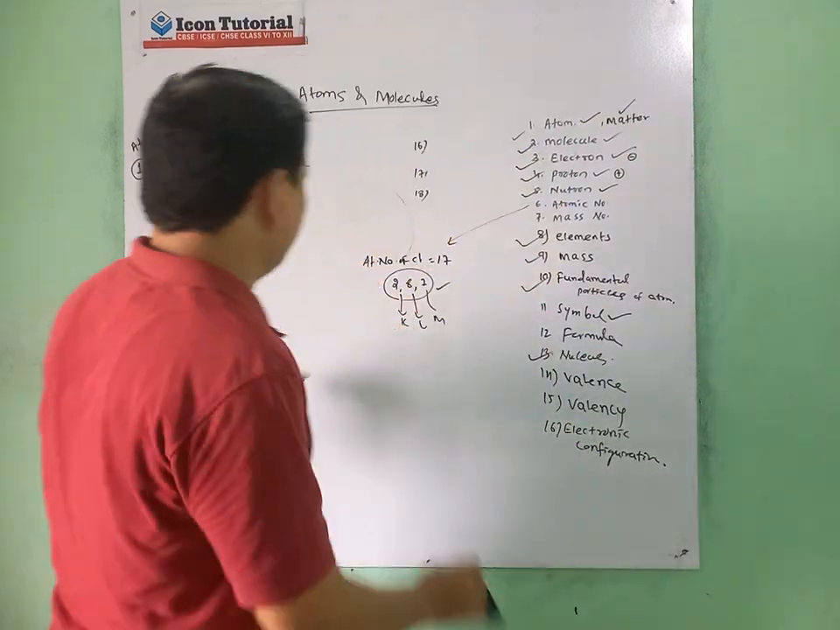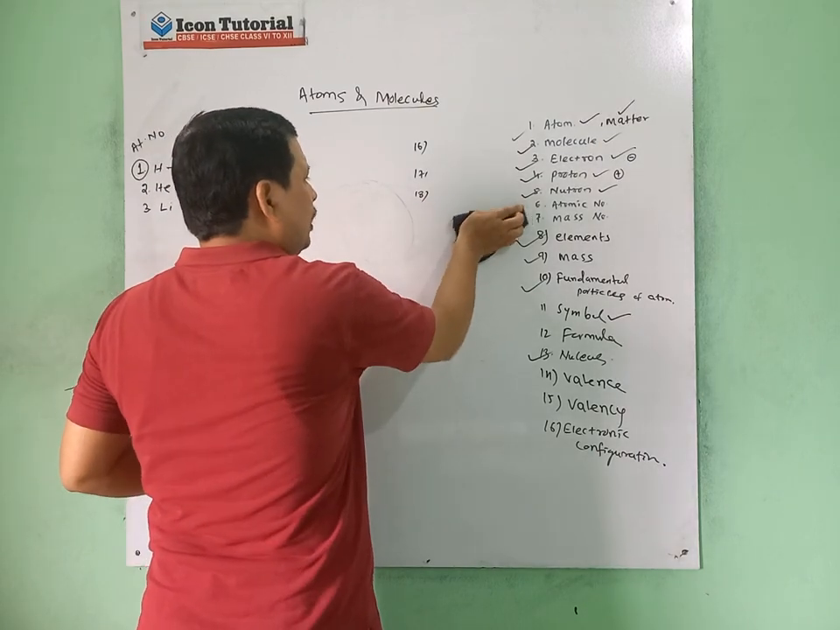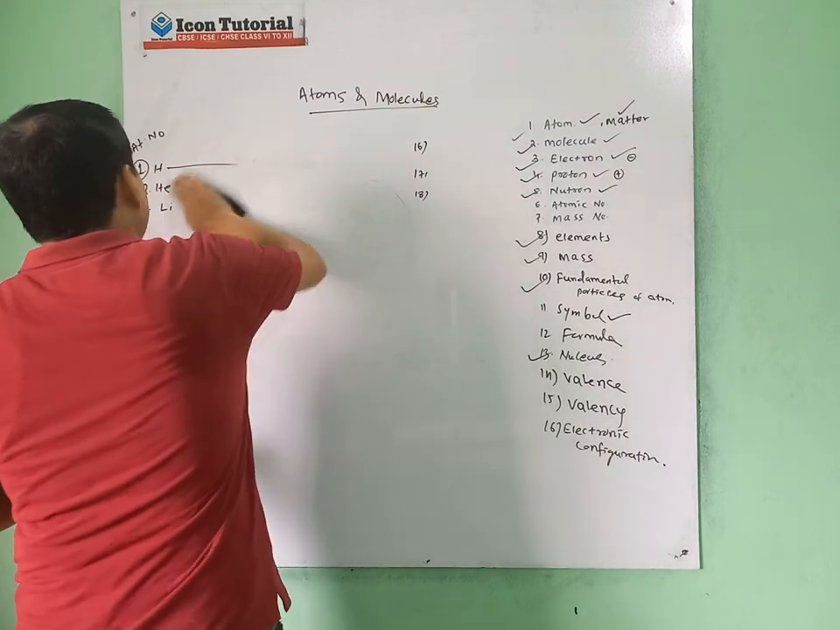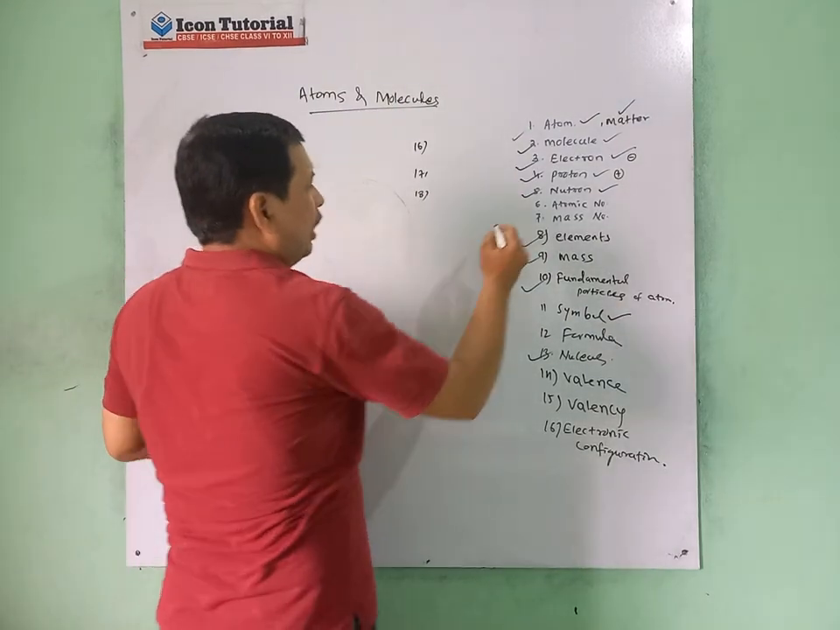So this is the atomic number. Atomic number of chlorine is 17. Next, valency. So I hope atomic number is clear.